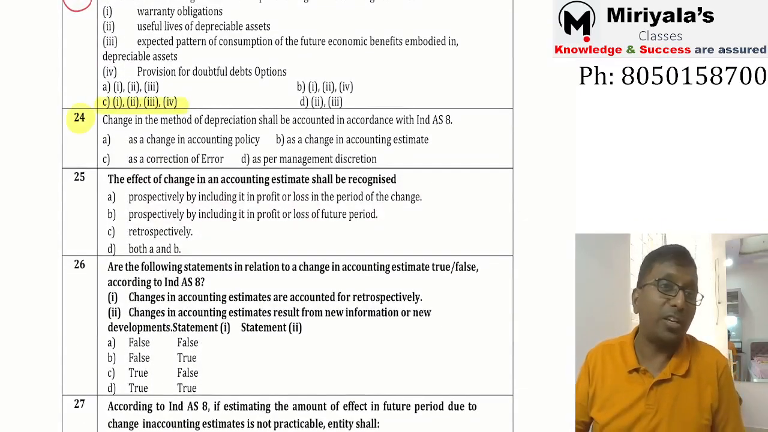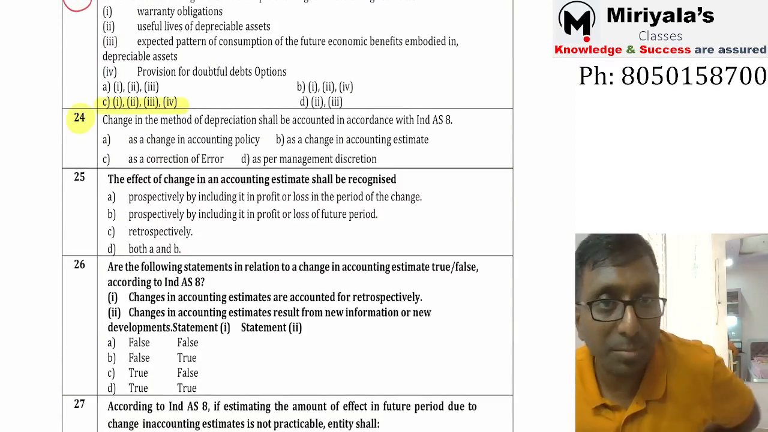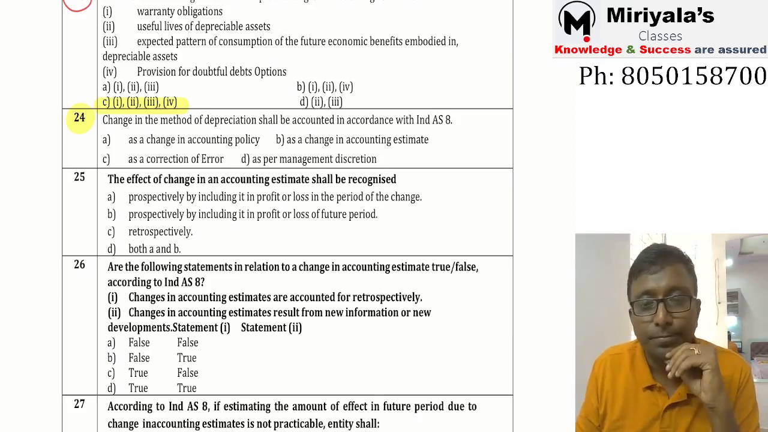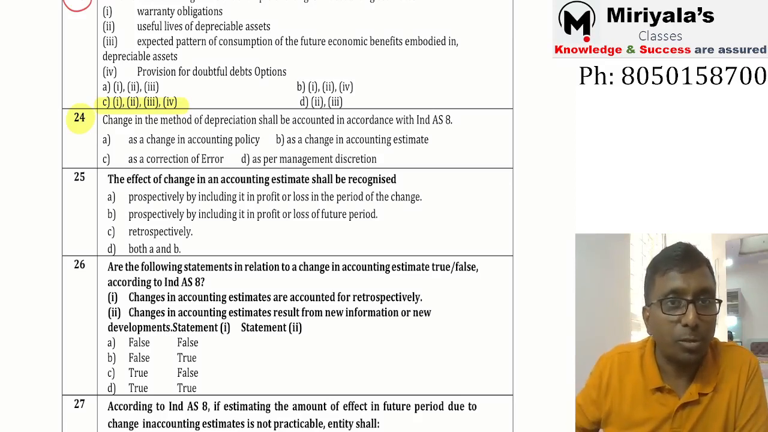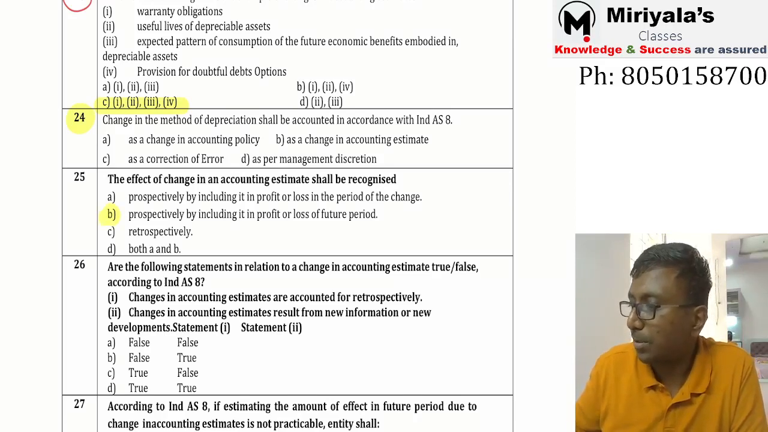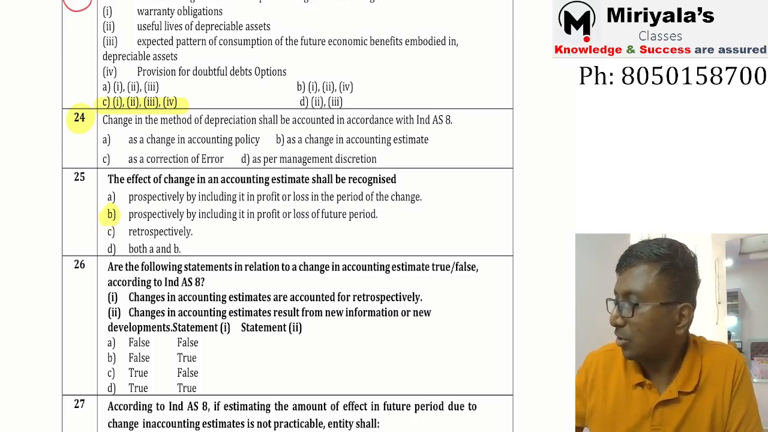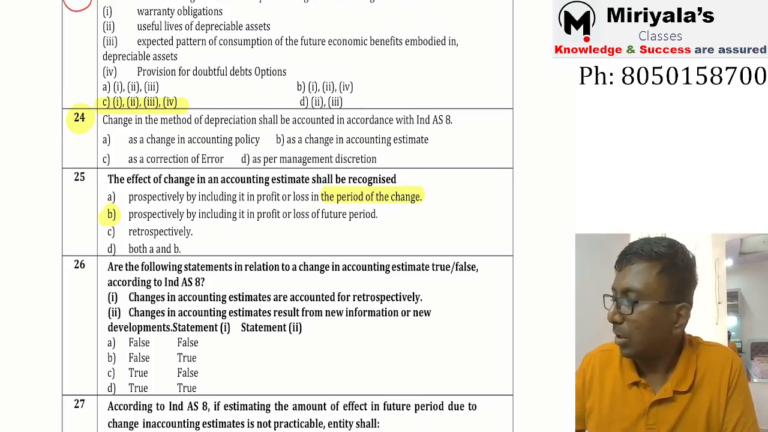Then look at 24. The effect of a change in accounting estimate shall be recognized. Yes, my dear. Very simple and straight. The effect should be given how? Prospectively. Yes, it should be only prospective, but not retrospective, by including it in the profit and loss in the period of change. No, it is in the period of change. No, no, one second. You said B, no? Prospective by including it in the profit or loss of the future period.